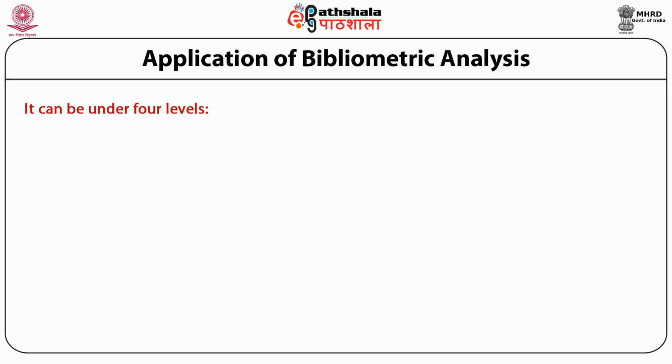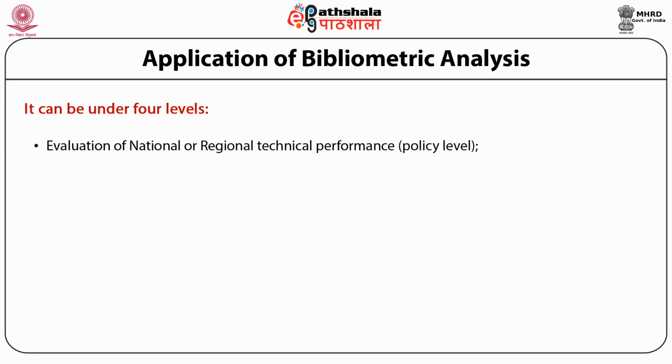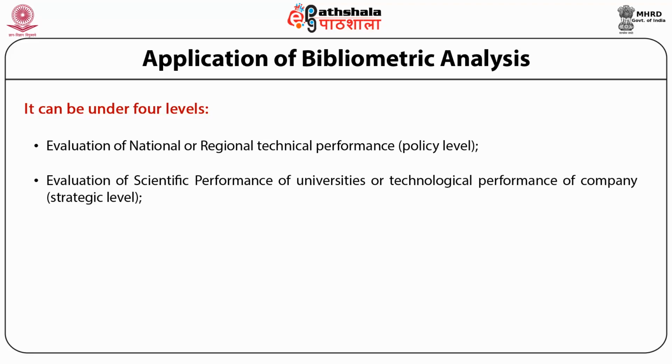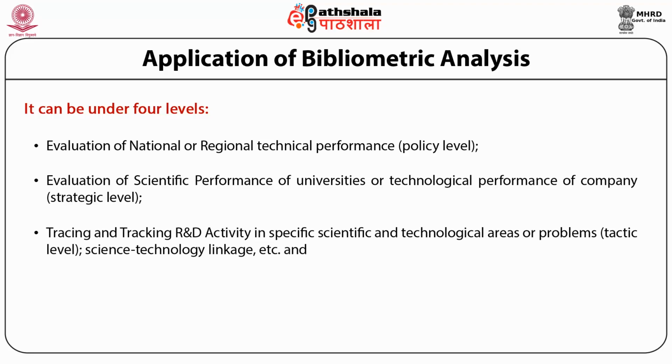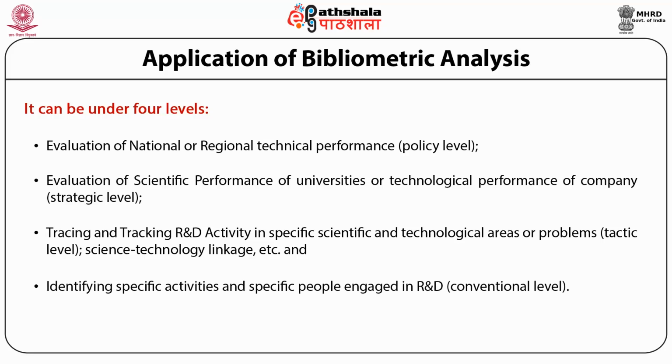Application of bibliometric analysis can be under four levels. Evaluation of national or regional technical performance, which is at the policy level. Evaluation of scientific performance of universities or technological performance of a company, at a strategic level. Tracing and tracking R&D activities in specific scientific and technological areas or problems, the tactical level. And the fourth would be identifying specific activities and scientific people engaged in R&D, the operational level.